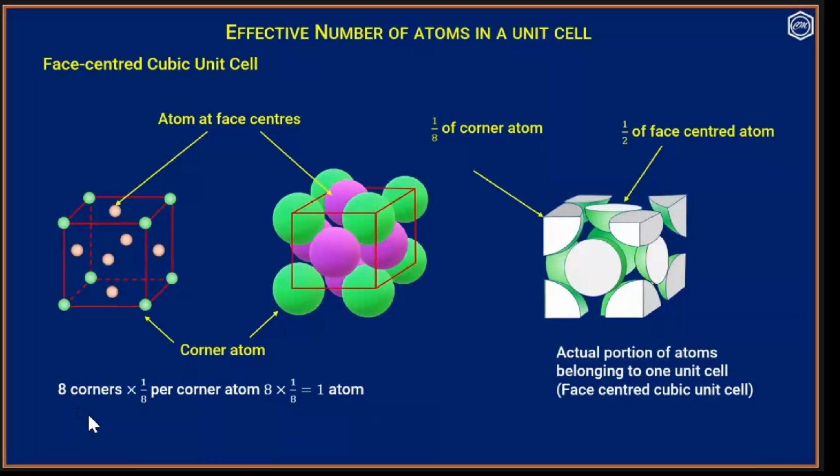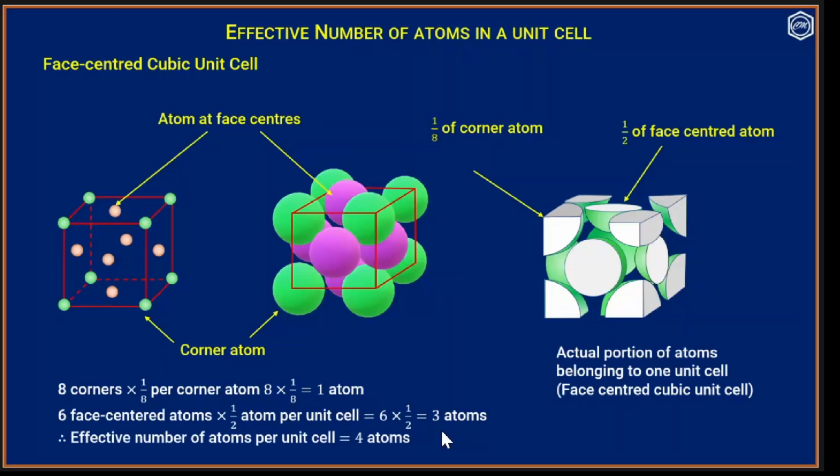There are 8 corners, so 8 into 1/8. So we get 1 atom. Then 6 faces are there, and half from each one, so 6 into half is 3. So the effective number of atoms per unit cell is 4.